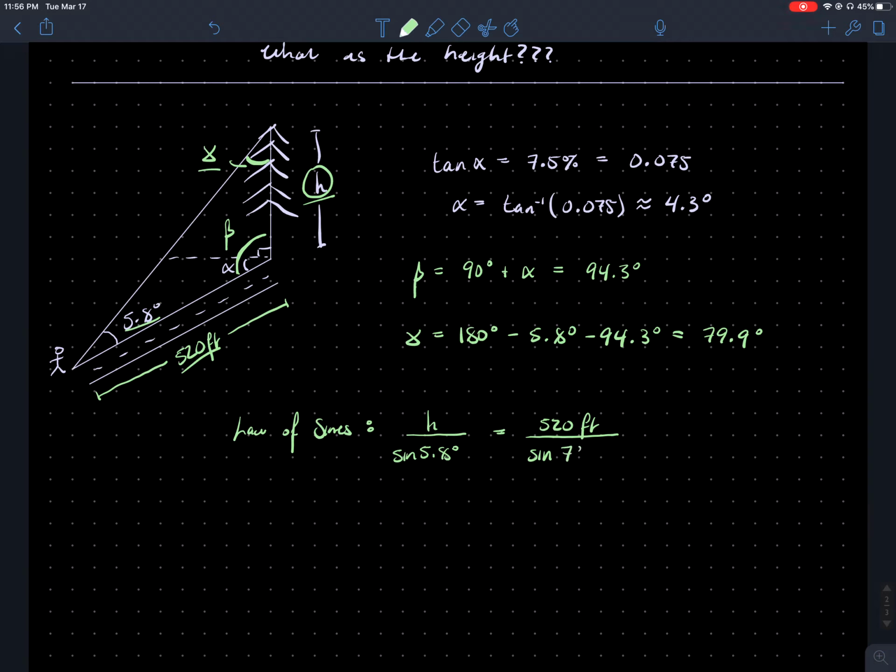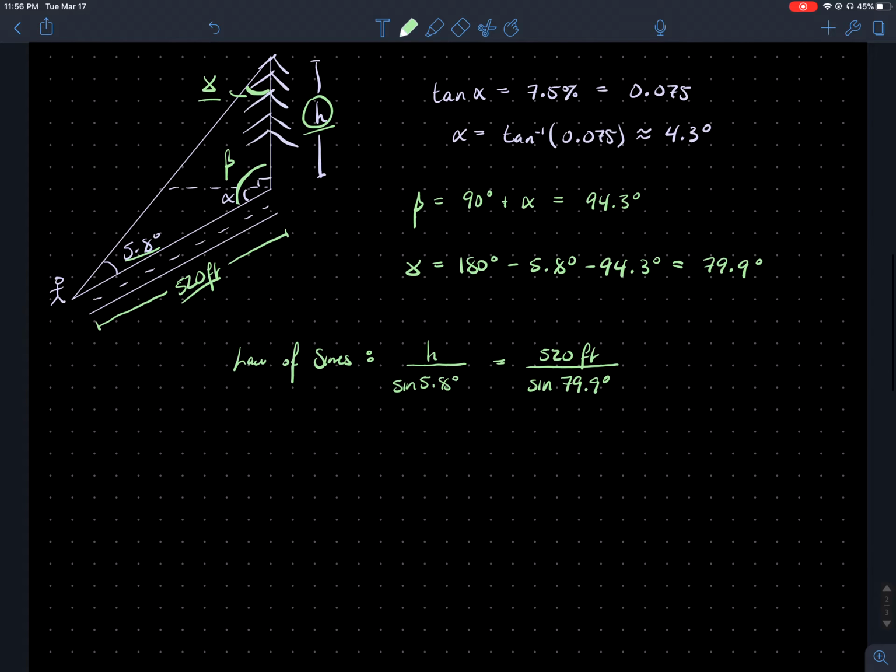Sine of 79.9 degrees is in the denominator to complete our law of sines. And then we want to manipulate this so that we can solve for h. So the h ends up being sine of 5.8 degrees over sine 79.9 degrees multiplied by 520 feet.